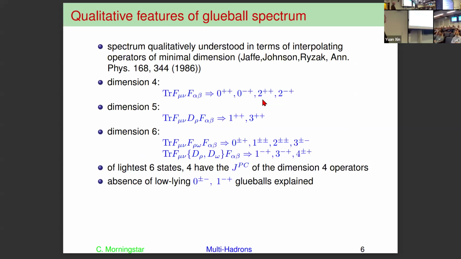You can understand that spectrum very qualitatively. There's a paper by these gentlemen in '86 just based on operators of increasing dimension. And if you look at these operators and look at their quantum numbers, it actually doesn't do a bad job of explaining in particular why there's no low-lying 0 plus-minus or low-lying 2 plus glueball.